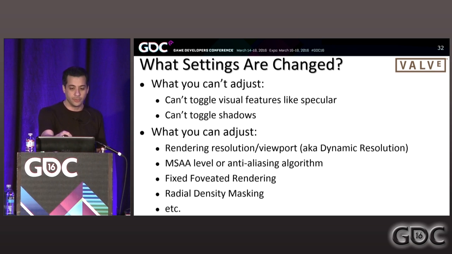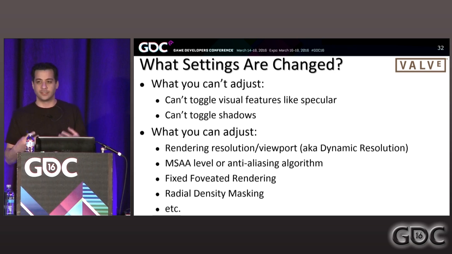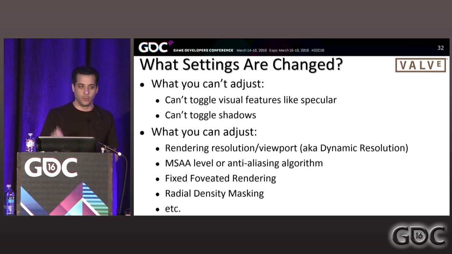I tend to use those, like radial density masking, at the low end of the scale, because it's a nice sort of big hammer to hit low-end GPUs with. Just kill a bunch of pixels at the periphery and get the fill rate savings there.